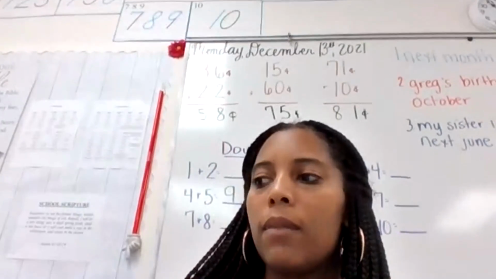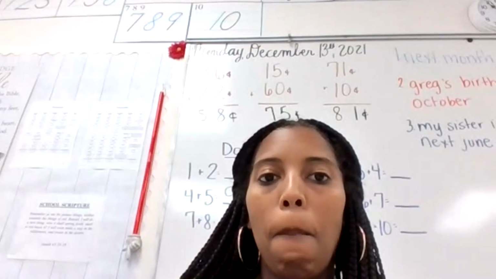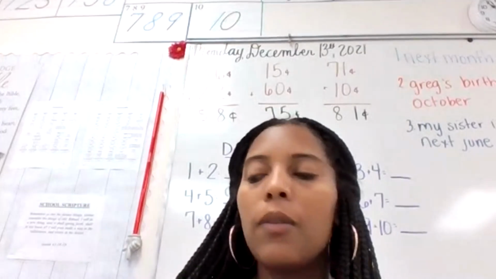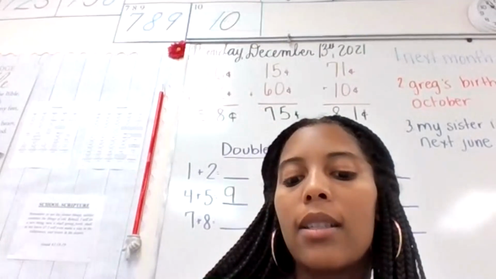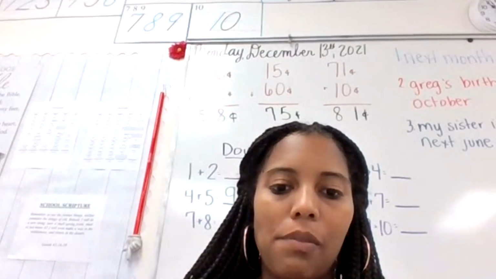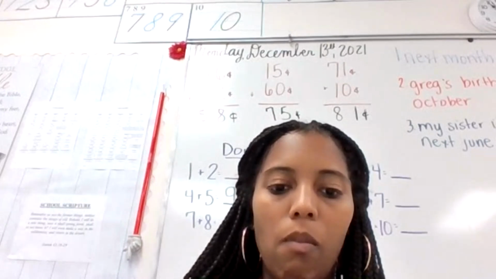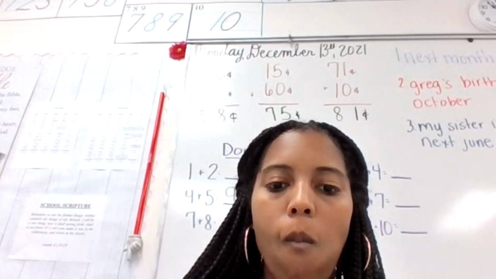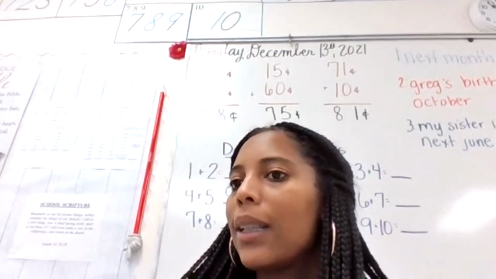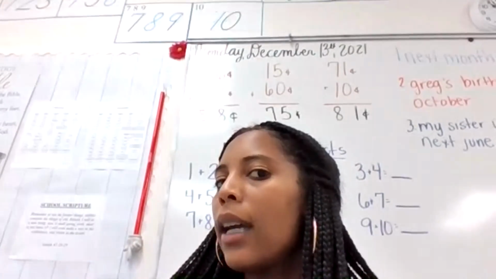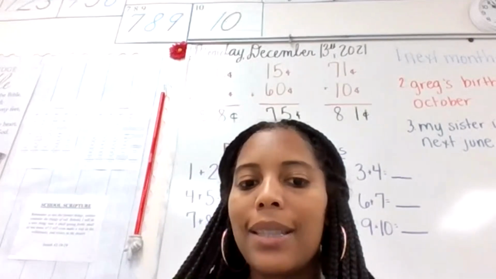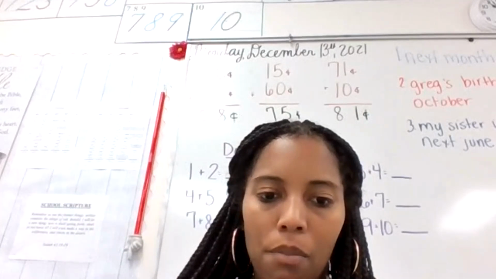Next we have, okay, Dennis, you have these? Yeah. 6 plus 6. Okay, 6 plus 6 is 12. So then 6 plus 7 is 13. Okay, next one, 8 plus 8 is 16. So 8 plus 9 is 17.